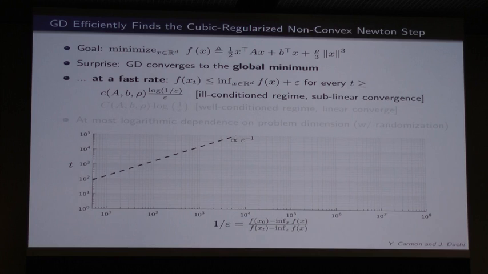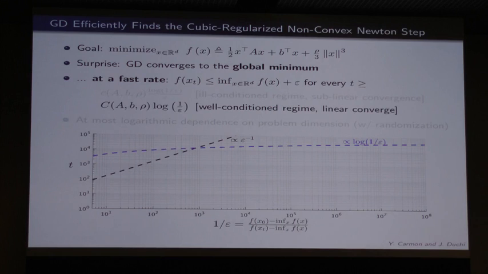To illustrate what these rates of convergence mean, we can draw this type of graph, where the y-axis is basically the time, and the x-axis is just the inverse of the relative error at that time. Whenever we run gradient descent, we get a plot of this graph, and as t grows, 1 over epsilon should also grow because our error goes to 0. Our first guarantee, which goes as 1 over epsilon, says that we're always below the black curve. Similarly, the linear convergence regime says that we're always below the blue curve.